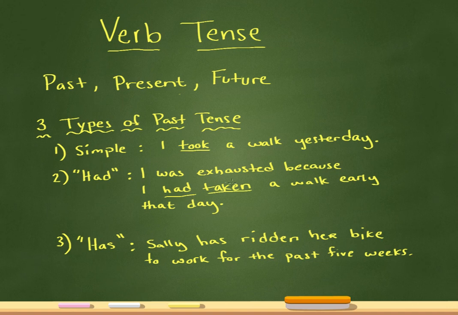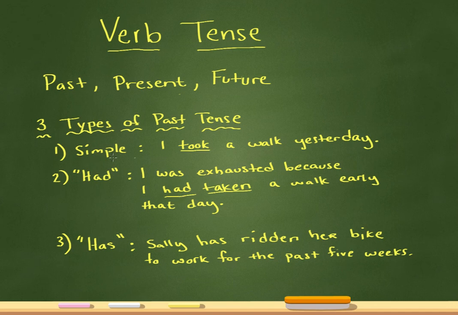Okay, so why do we use had in this sentence? We use it because it's a past event that happened before another past event. Here you have, I was exhausted because before that I had taken a walk. So the walk happened before this person was exhausted. That's why the had form is appropriate in this situation.